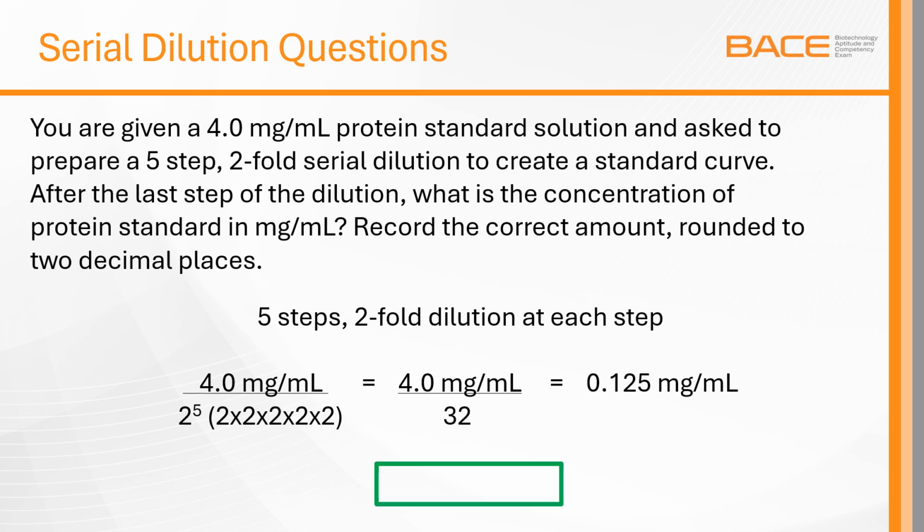But the question says round to 2 decimal places. Our final answer, 0.13 mg per ml. If you enter 0.125, it is incorrect. Pay attention to those rounding instructions.